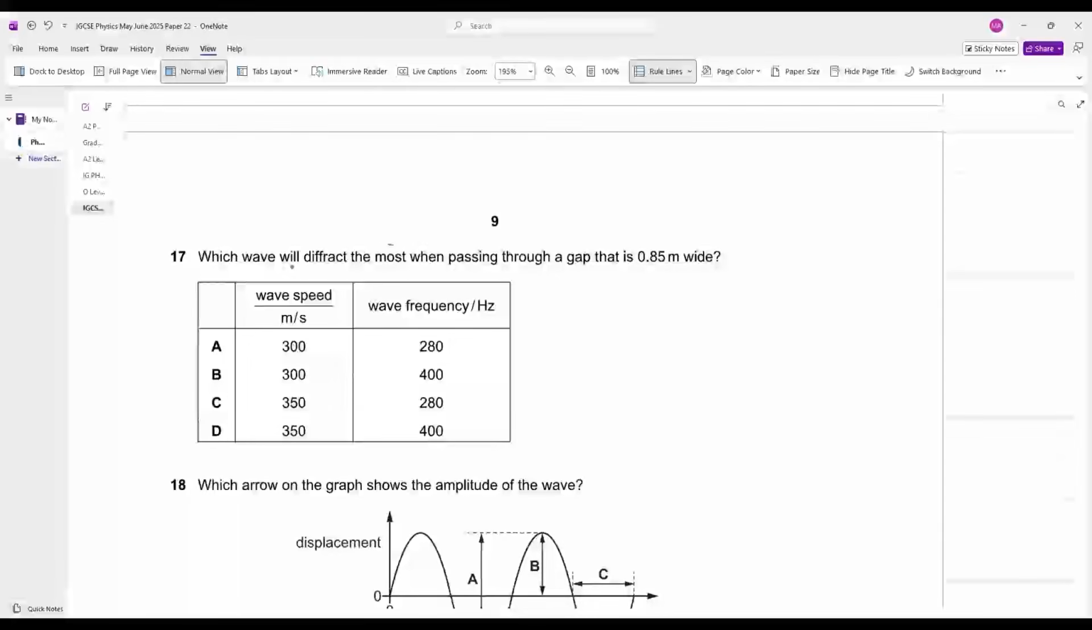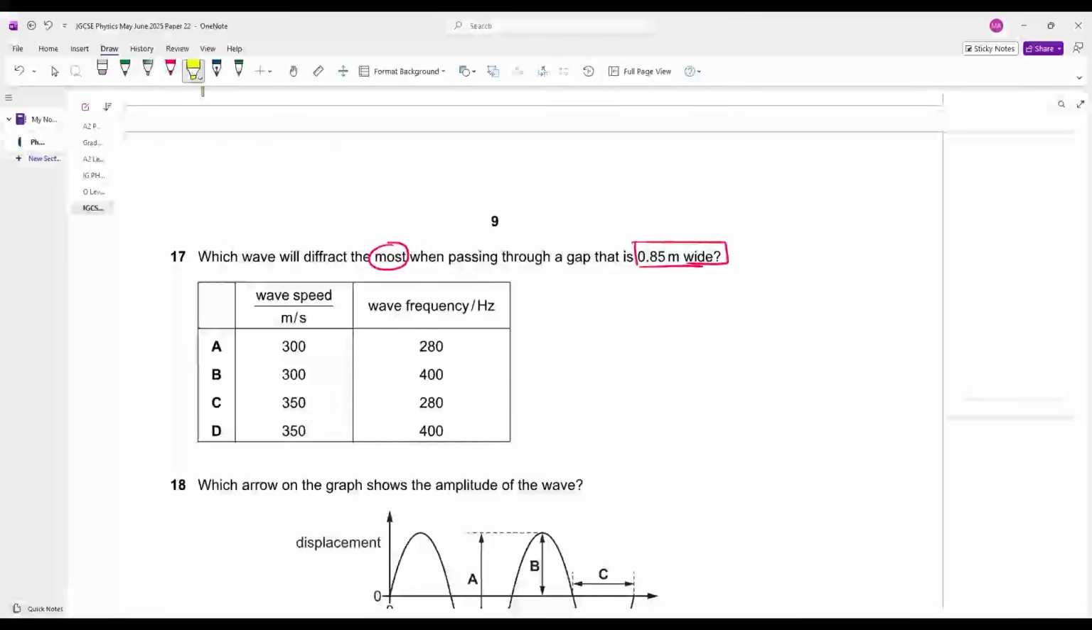Which wave will diffract the most when passing through a gap of 0.85 meter wide? ठीक है, आपको ये गैप साइज गिवन है. यू हैव टू टेल विच वेव विल डिफ्रैक्ट मोर. तो ऑलवेज रिमेंबर द वेव विच हैज द हाईएस्ट वेवलेंथ. The wave which has the highest wavelength or the maximum wavelength will diffract the most. Okay, so let's start calculating the wavelengths.